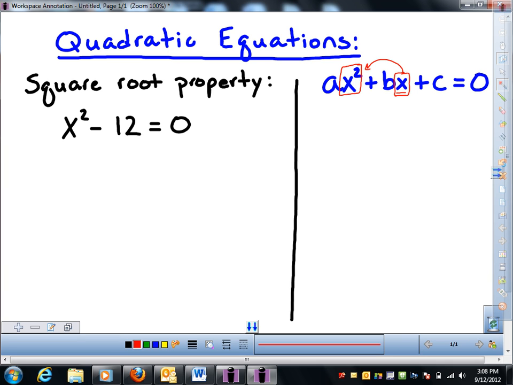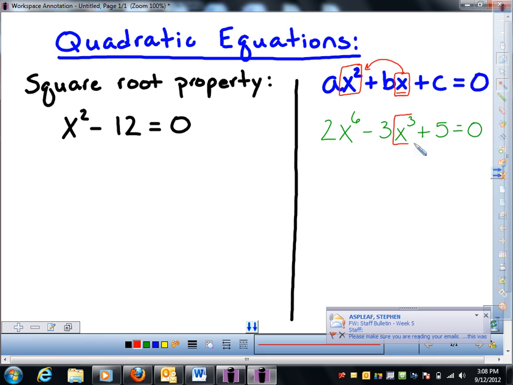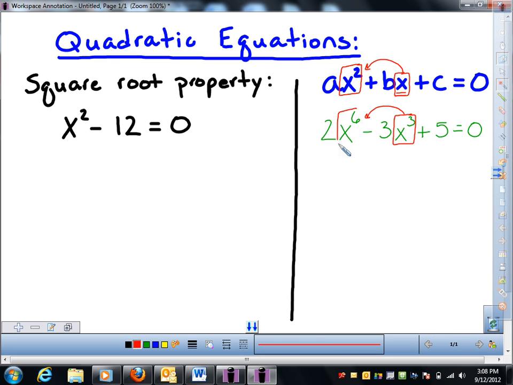Let me give you a couple of simple examples just to illustrate the point. Not that we'll be using a lot of these, but it helps to illustrate what we're talking about. Let's say I gave you one like this. 2x to the 6th power minus 3x to the 3rd power plus 5 equals 0. This is what we call a quadratic equation, because if we take our x to the 3rd power and we square it, I will get my x to the 6th.